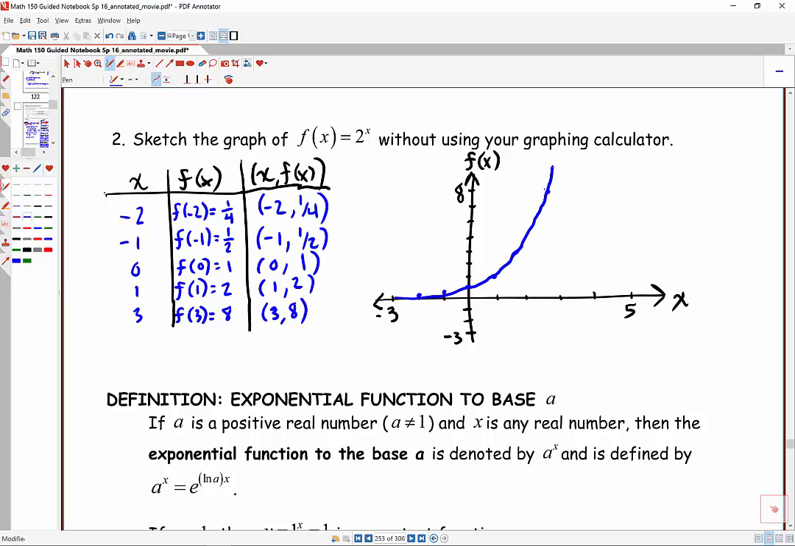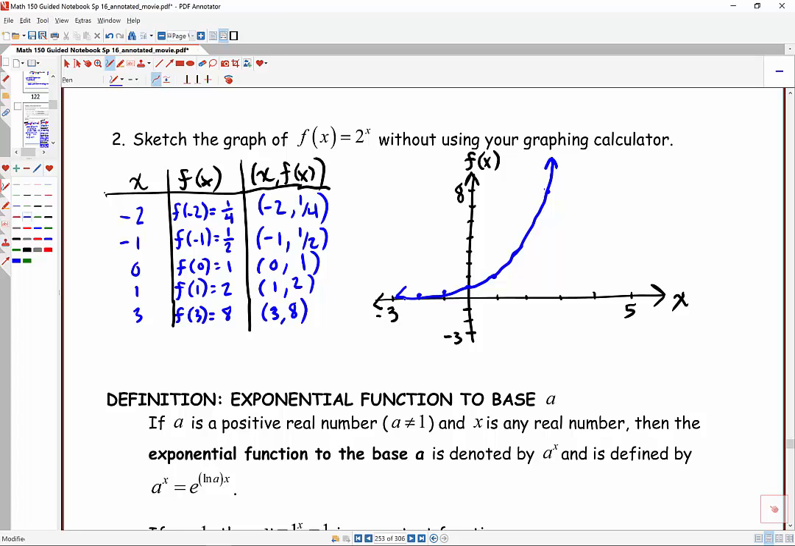All right, so again, nice smooth, pretty exponential curve, and they're all going to look pretty similar when you've got your base greater than 1. It just depends on how rapidly they will grow. Okay, so here we go.